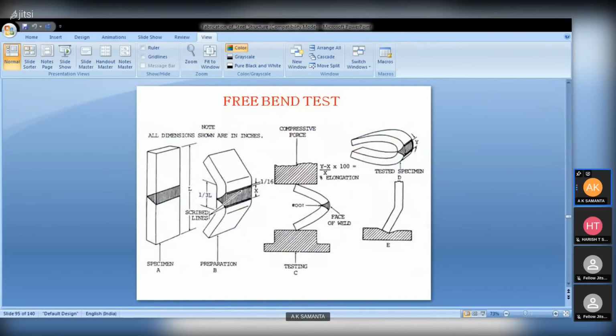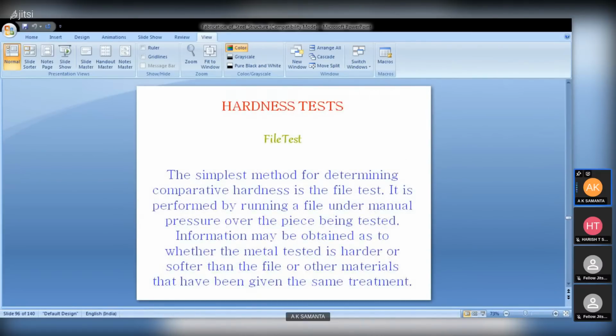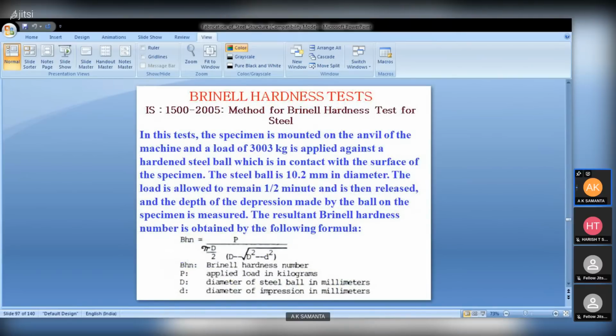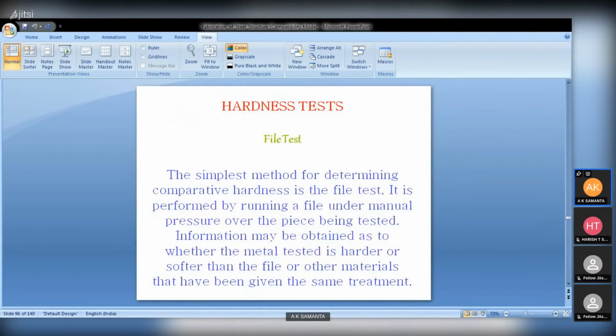Then free bend test is one type of test. This way you can check both root bend test and face bend test. Then file test is there to find out the hardness. They are telling that it is to know whether hardness is less than 350 HBN or not. Very simple, you take the mechanical file.